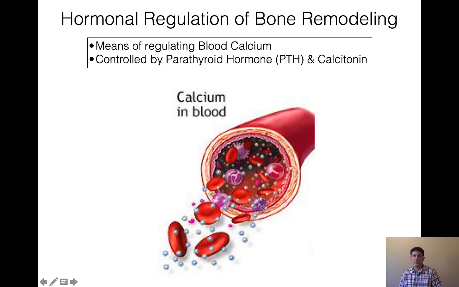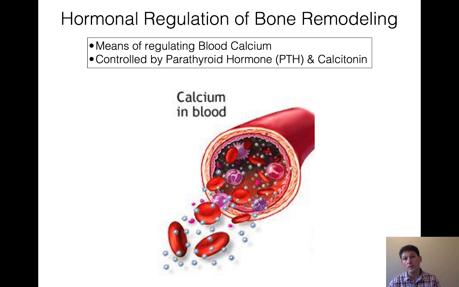Well, the first way we do that is with blood calcium, or regulating blood calcium. So we have two hormones that are coming out of our endocrine system that you're going to need to be familiar with. So we have our parathyroid hormone that's being released from our parathyroid glands.